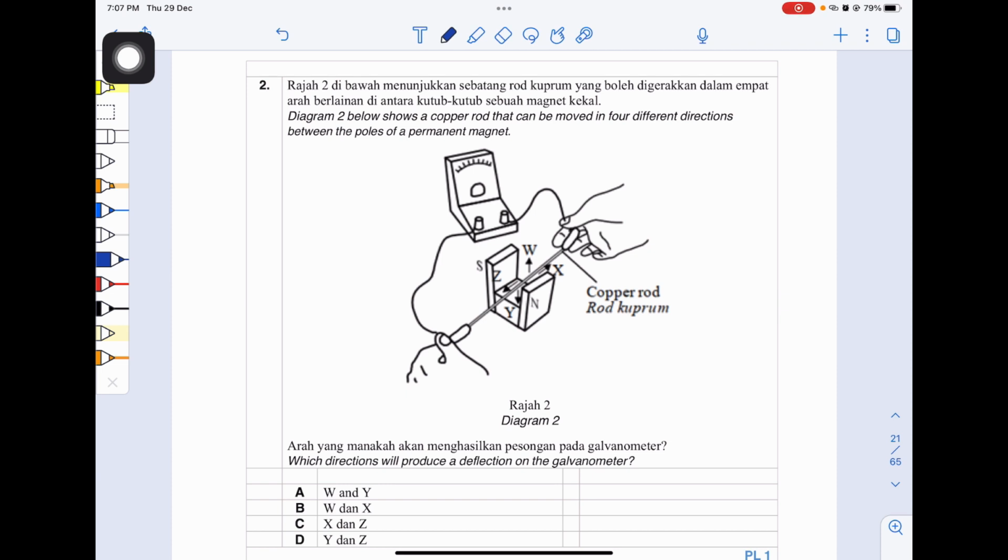W dengan X tu, W tu boleh, X tak boleh. Sebab dia tak perpendicular to the magnetic field punya lines tu. Okay, and C, X dengan Z, dua-dua tak perpendicular. X dengan Z tu parallel. Okay, jadi Y dengan Z. So jawapan dia A.